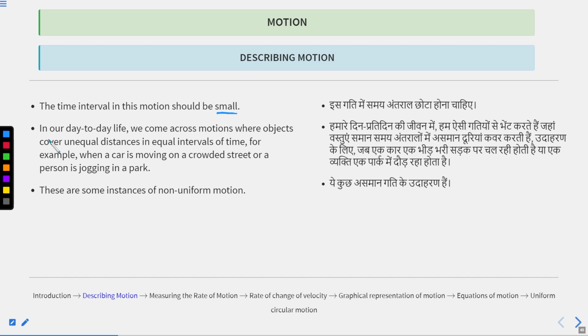But uniform motions are very rare in real life. In real life, there are more non-uniform motions, because there are always some speed breakers or crowd or traffic which change this concept of equal distance in equal time interval. So in our day to day life we come across motion where the object covers unequal distance. We are still taking time intervals as equal, but the distances covered in those time intervals are unequal.